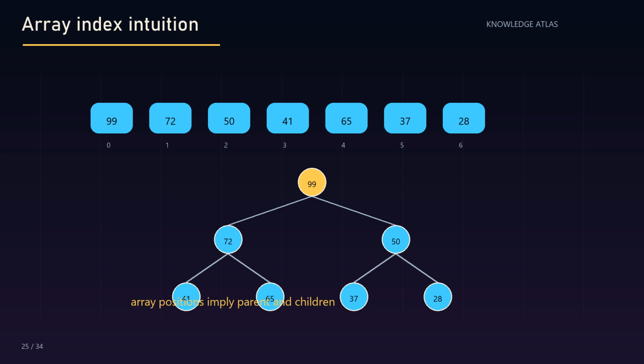The array version is not a separate idea, it is the same tree packed tightly. Position 0 is the root. Nearby positions represent the next level. Parent and child positions can be computed from the index, so the heap gets tree behavior without storing pointer links.